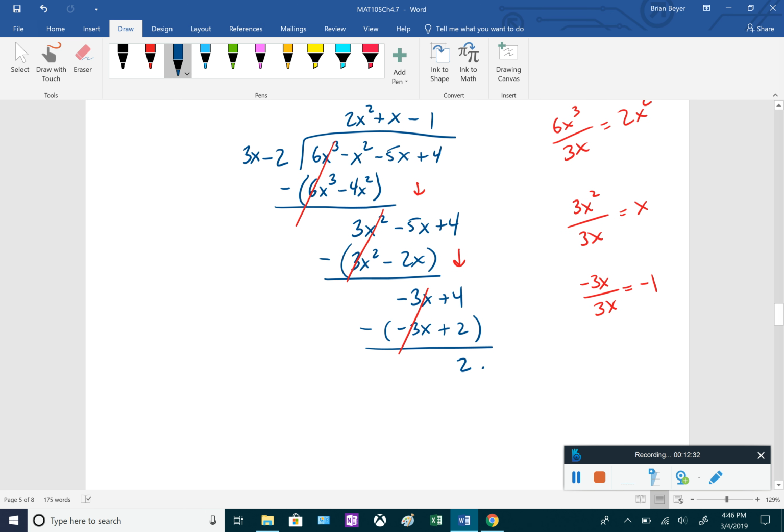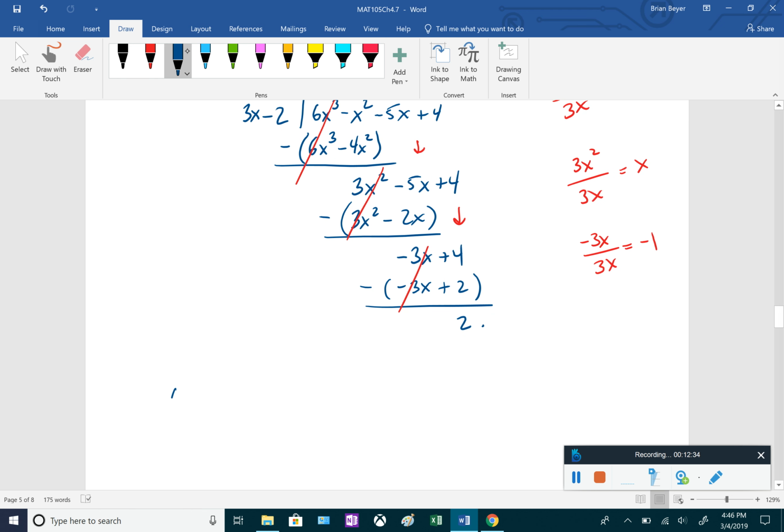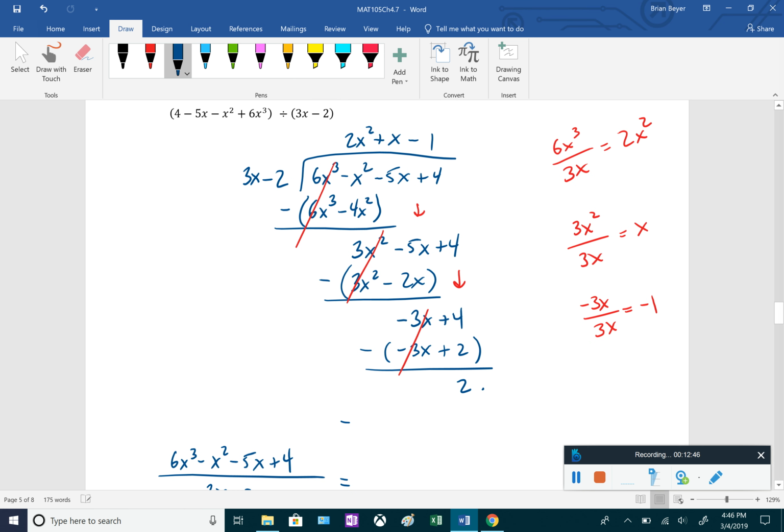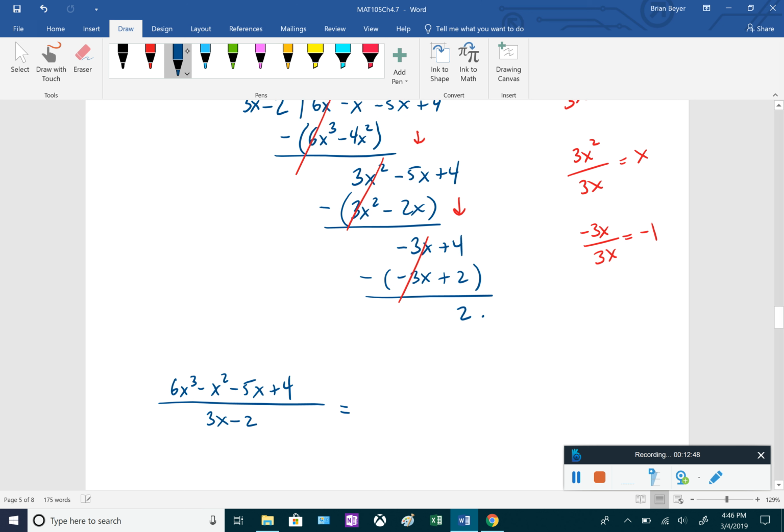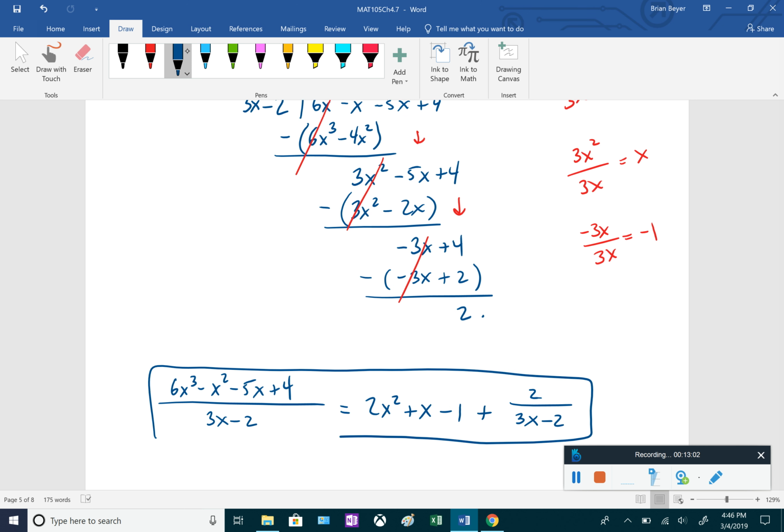Okay, so setting this up using the division algorithm, it's going to be 6x cubed minus x squared minus 5x plus 4 over 3x minus 2. It's going to equal the quotient, which is 2x squared plus x minus 1, plus the remainder over the original divisor. And that would be our final answer using the division algorithm.